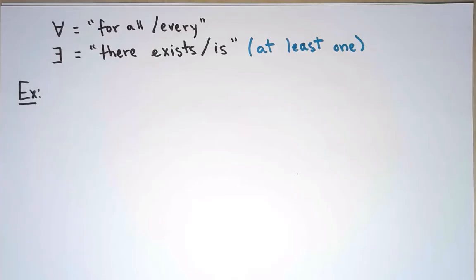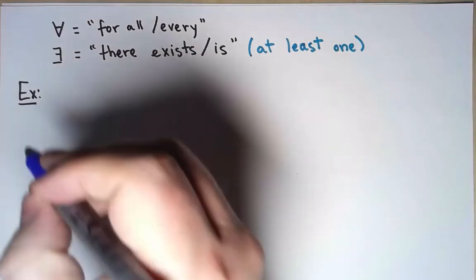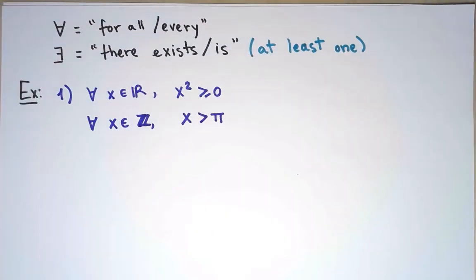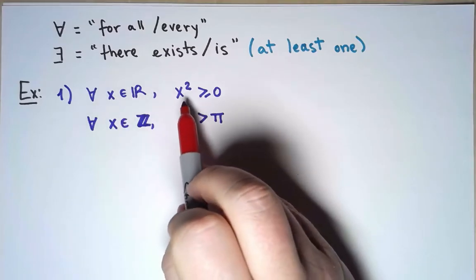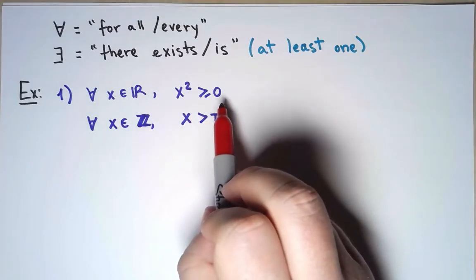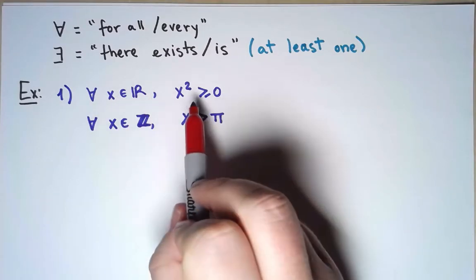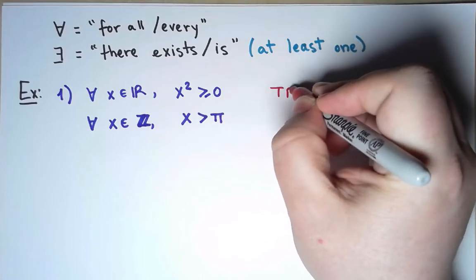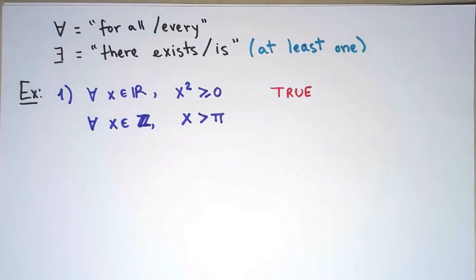Let's look at some examples of these quantifiers in statements. The first statement says, for every real number x, x squared is greater than or equal to 0. Or in other words, every real number satisfies that the square is greater than or equal to 0. And we know that that is true. That's a property of squares.